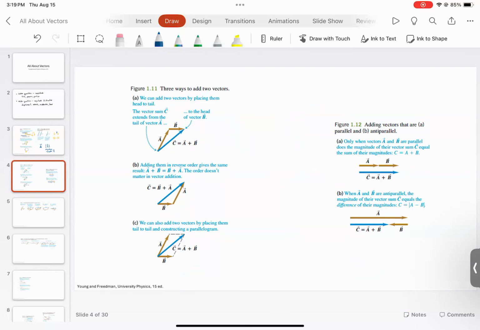Okay. Now, the first vector operation that we're going to do is addition.